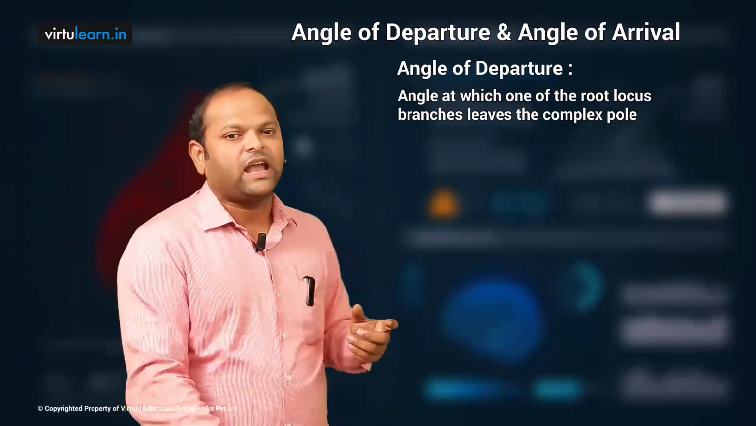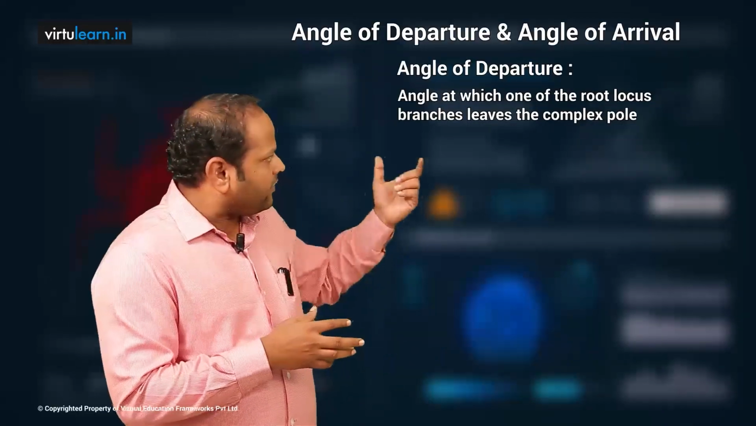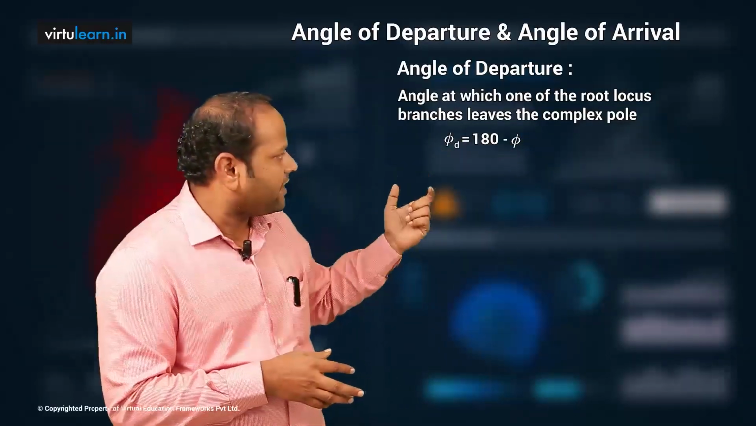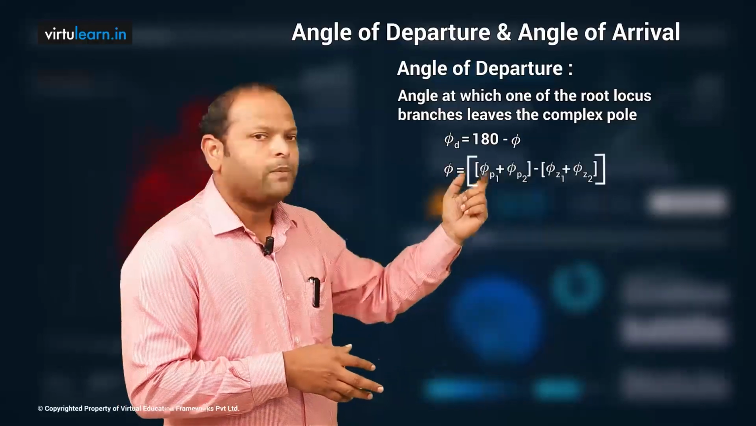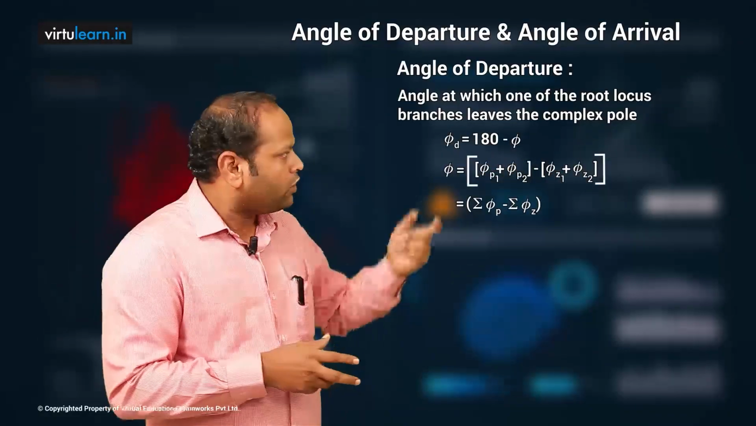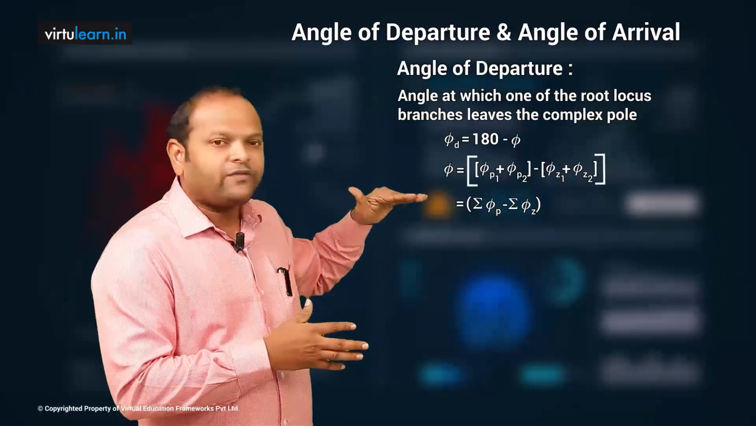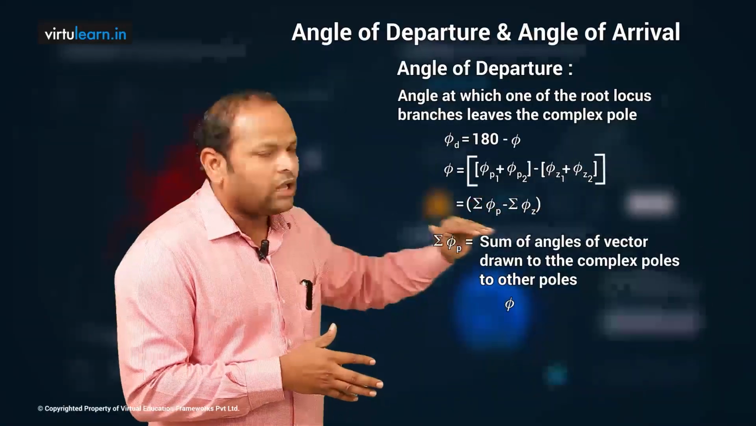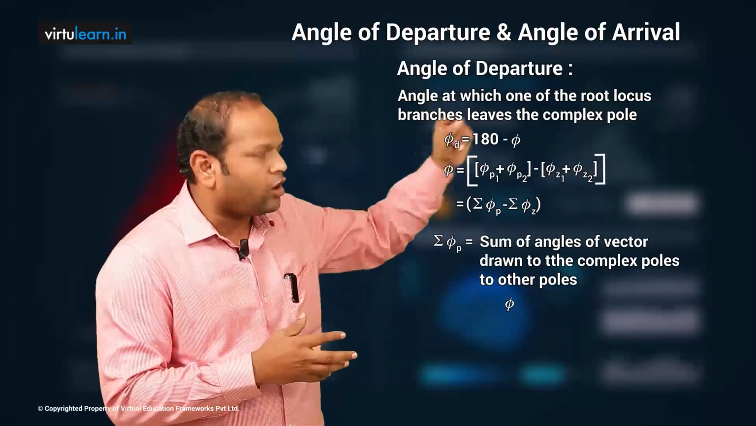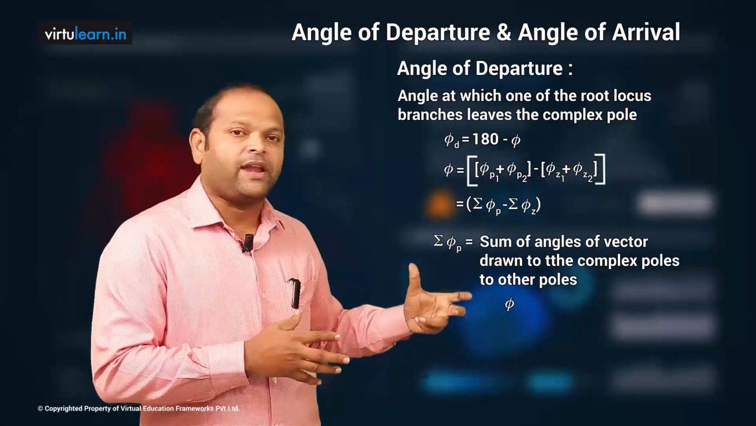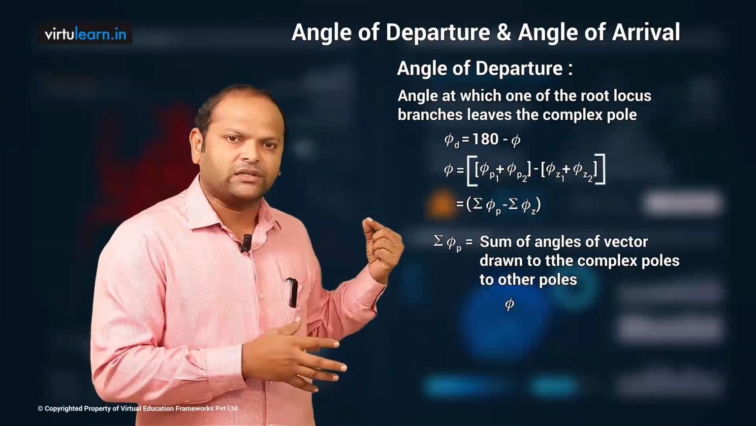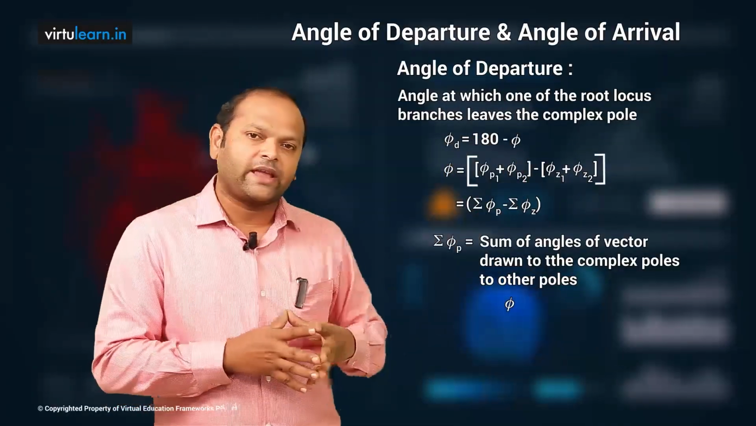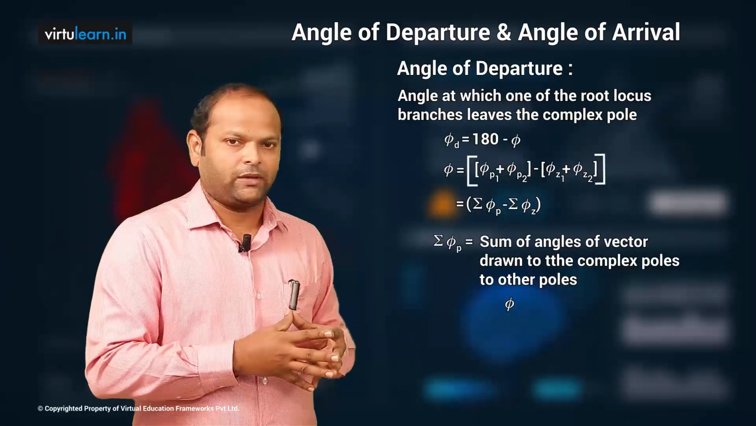Then how do we calculate this angle of departure? The formula is angle of departure phi d is equal to 180 minus phi. What is this phi? I can define it as phi is equal to sigma phi p minus sigma phi z. What do you mean by sigma phi p? It is the sum of the angles of the vectors drawn to the complex pole from all other poles. Let us say I have one complex pole and there are three remaining poles at different locations. You draw the vectors from the other poles to the complex pole, measure those angles, and add them. That will be the sigma phi p, right?